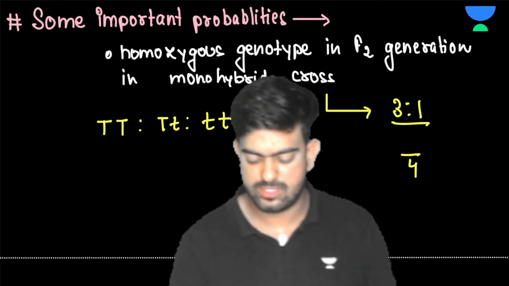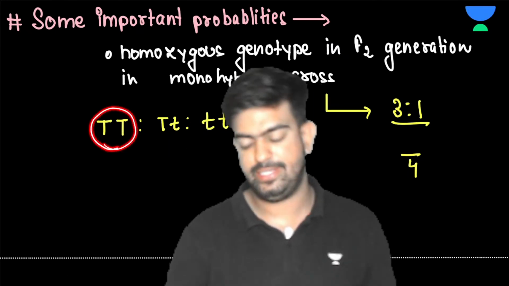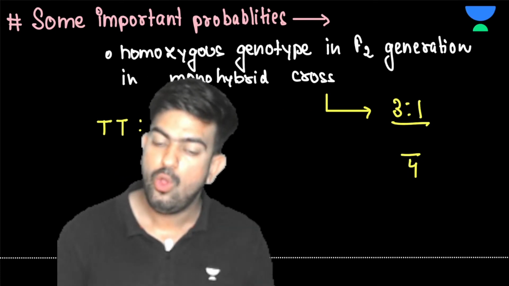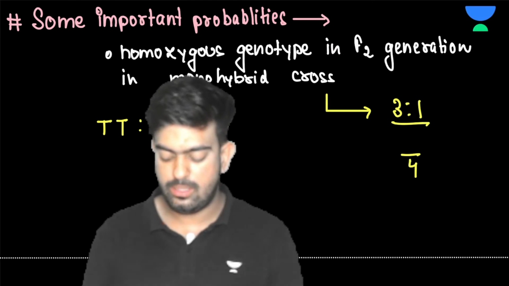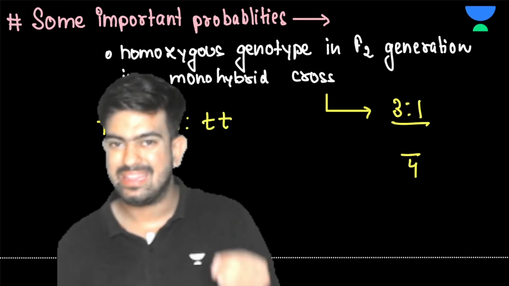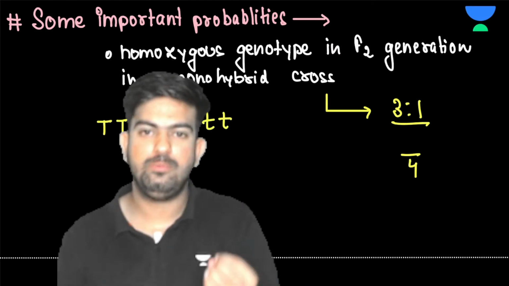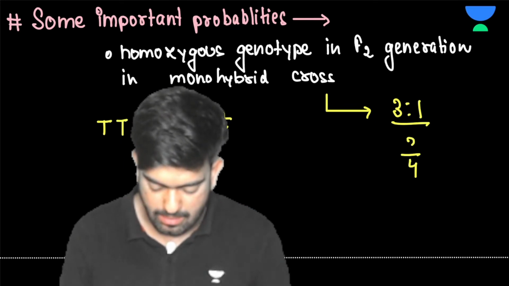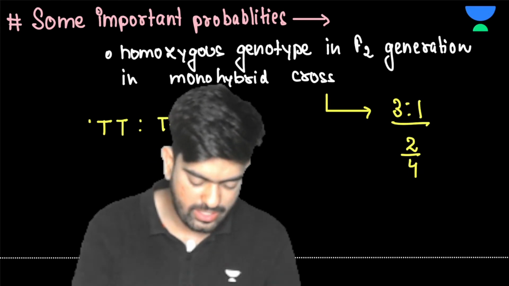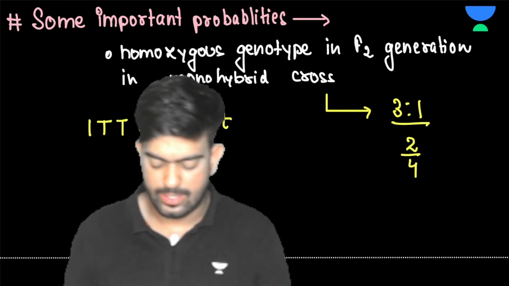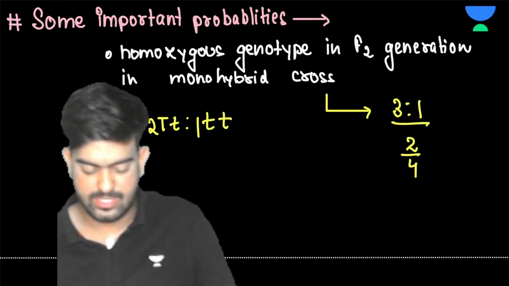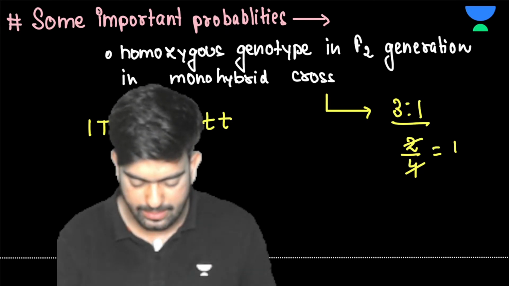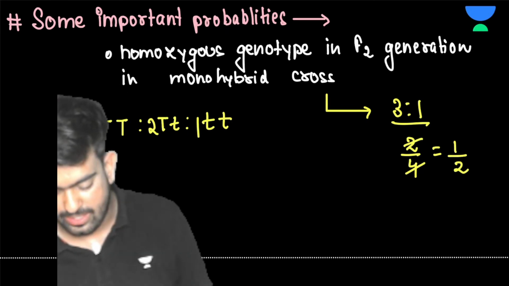This capital T is homozygous and this small t is also homozygous. How many total number of plants did we have? 4. Then among them, how many plants are homozygous? Sir, 2 of them are homozygous. Why? Because this ratio says 1:2:1. So in total 2 of them are homozygous. So our ratio will be 1/2. Is it clear to everyone?